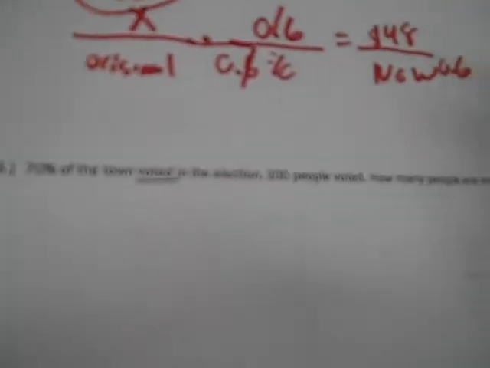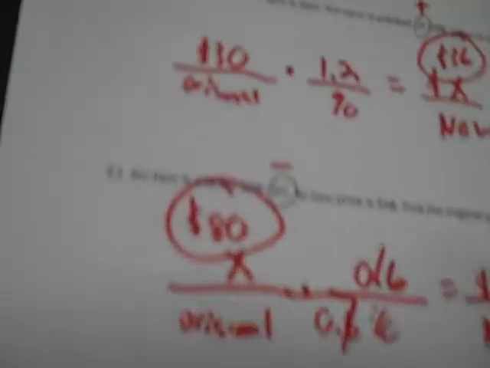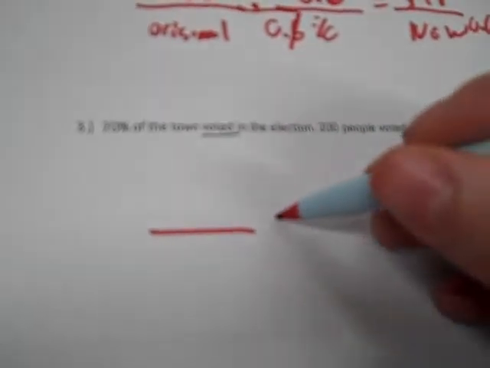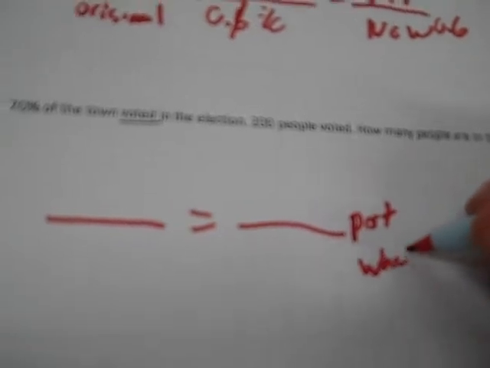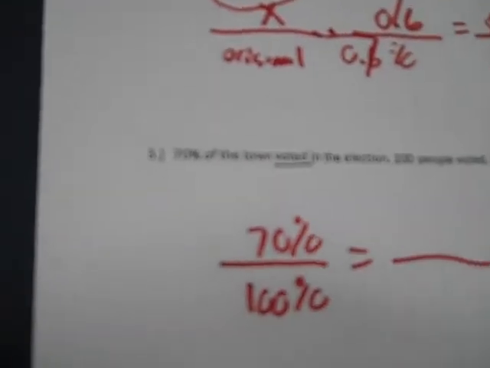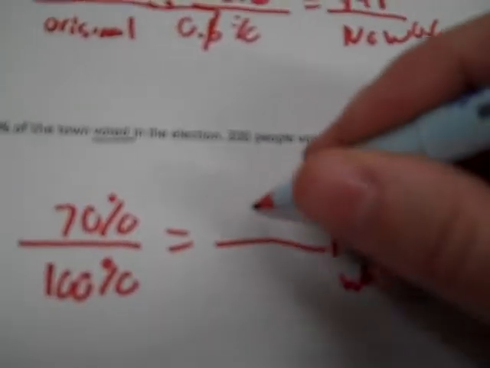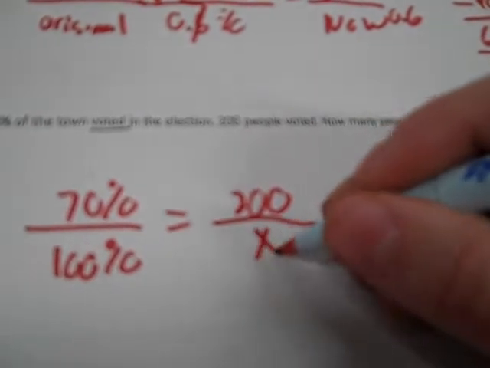Okay, number 3, 70% of the town voted in the election. 200 people voted. How many people are in this town? Now this time, unlike here, there's no word that indicates plus or minus, so I set up a part-whole proportion. So part-whole. Now the part has to be defined by those that voted. Okay, so 100% is the denominator. And then 70% is the numerator. And then read the sentence with the 200. It says 200 people voted, so 200 is my part, and X is my whole.